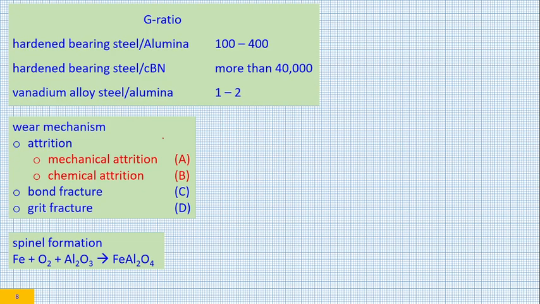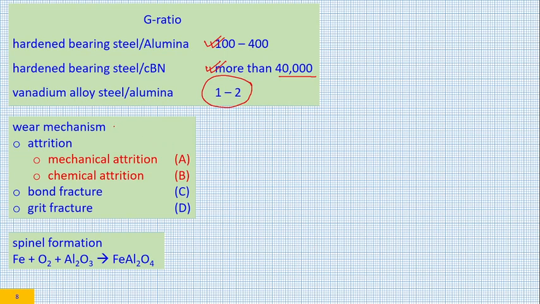Now let us talk about the mechanism and the typical values of grinding ratio. Grinding ratio can be very, very different. I'll give you an example. If you are grinding hardened steel with CBN, your grinding ratio can be as high as 40,000. If you are doing internal grinding, your grinding ratio would be even higher. If you are grinding hardened bearing steel with alumina, a grinding ratio of 100 to 400 is acceptable. However, if you are grinding vanadium alloy steel with alumina, the same grinding ratio will go down to 1 to 2. What is the reason for that? I'll come to that later on, once we try to explain mechanism.